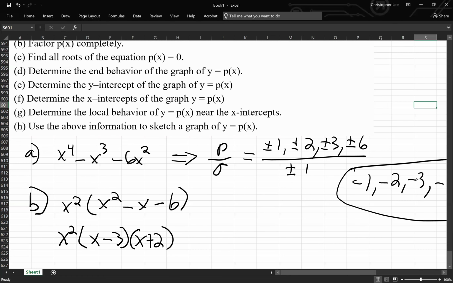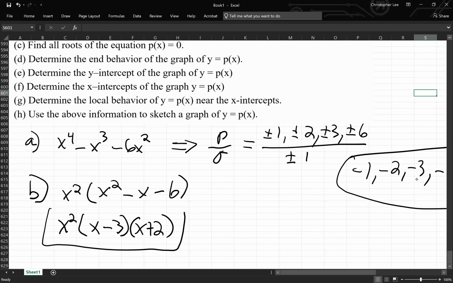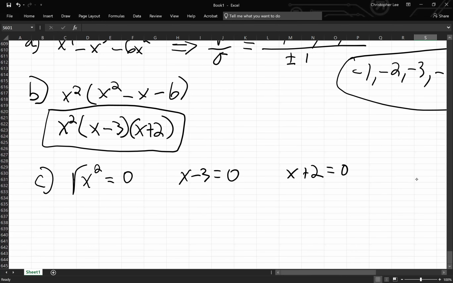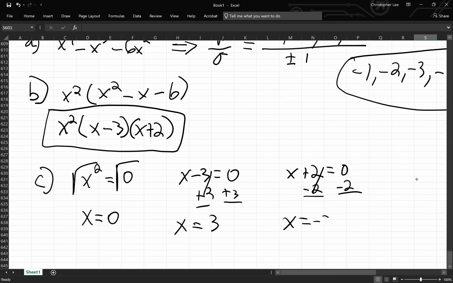For B, they asked us to factor it completely. This is the factor right here. You can kind of tell from the factors what the actual roots are, right? You just set each factor equal to 0, and that's the answer for C. So let me just do that. I'm going to have x squared equals 0, x minus 3 equals 0, and x plus 2 equals 0. Taking the square root, I have x is equal to 0. Add 3 to both sides, so I have x is equal to 3. Subtract 2 from both sides, so I have x is equal to negative 2, right?